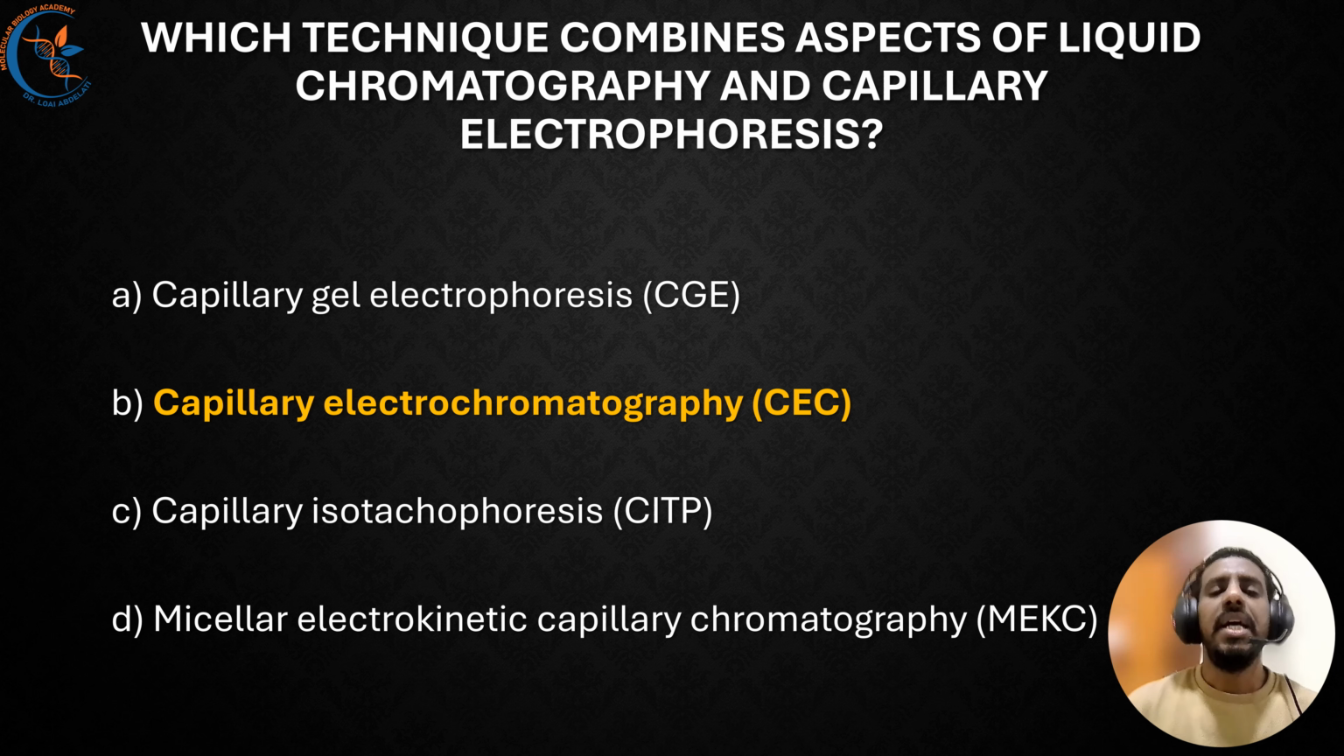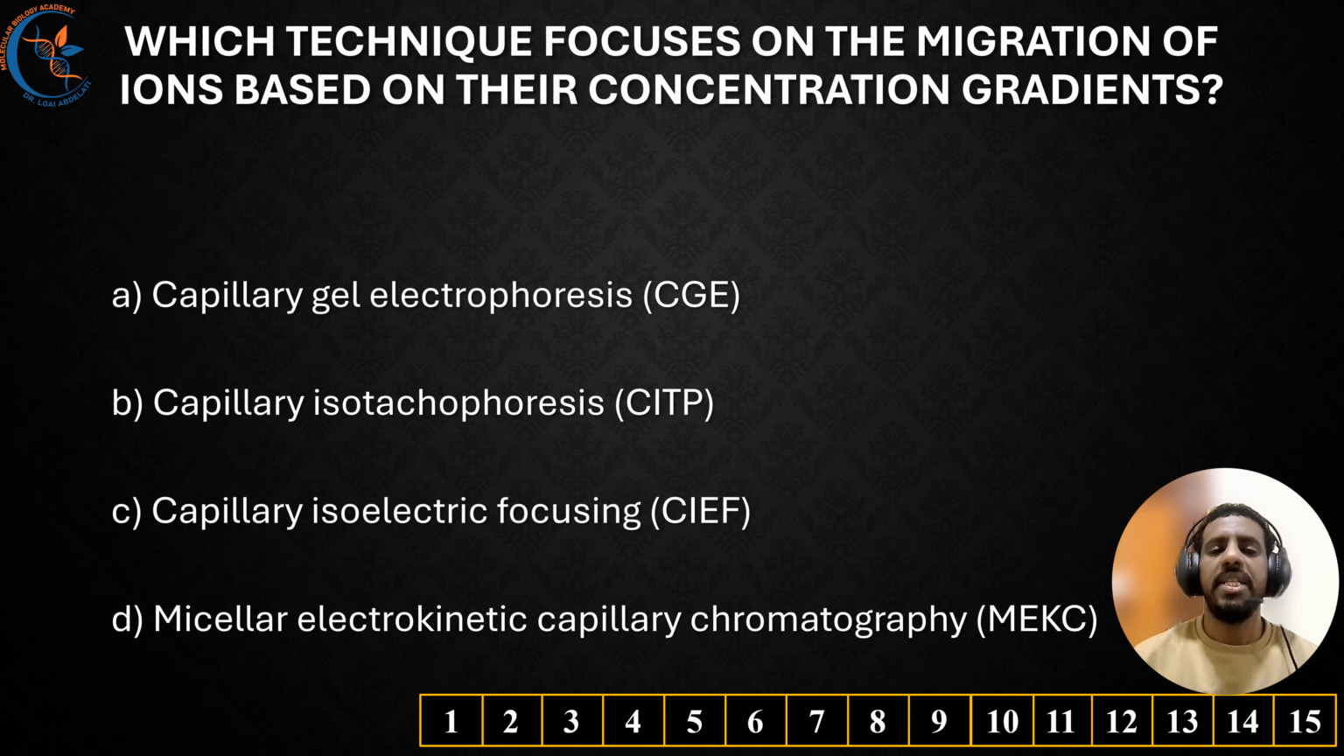All right. Actually, capillary electrochromatography is a hybrid technique that combines the stationary phase used in chromatography with the electrophoretic mobility of capillary electrophoresis. So this allows for improved separation efficiency and resolution, making it useful for analyzing complex mixtures. Let's move on. Okay, the next question.